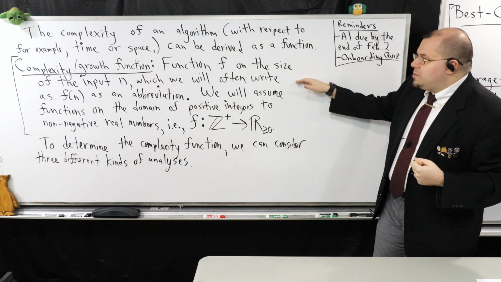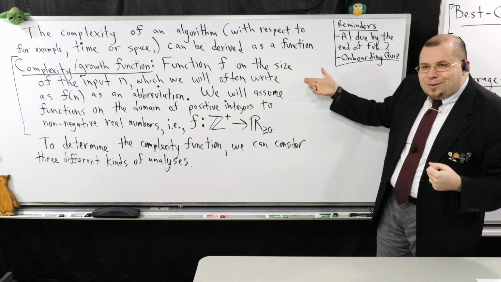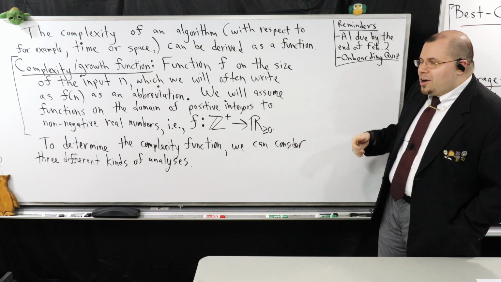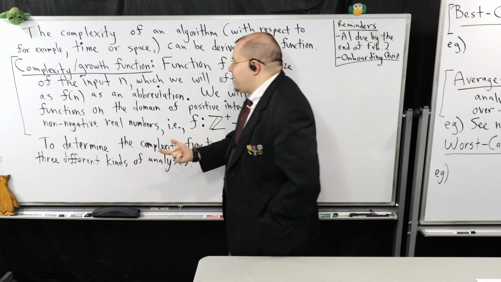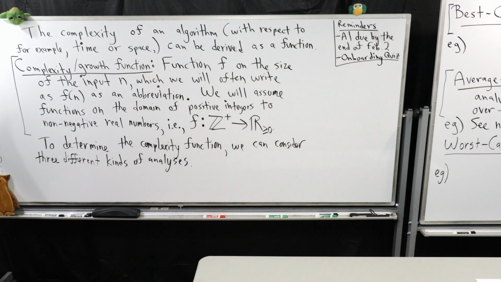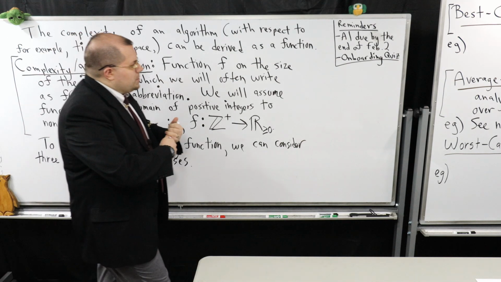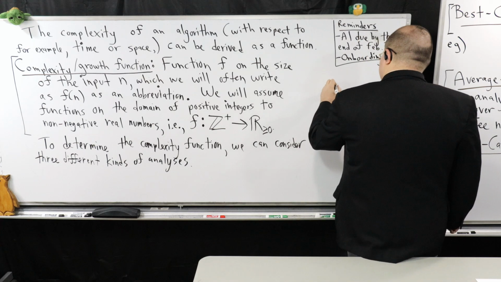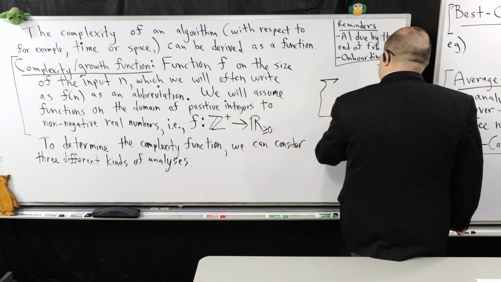Oftentimes when we write down one of these complexity functions, often as an abbreviation, we'll write the name of the function with its input, just to make it clear for the reader. However, for those that are astute about how people write mathematical functions, you might look at this and say, Dan, that's a little confusing if you actually think about it. Because remember a function, you can think of a function just like a machine.